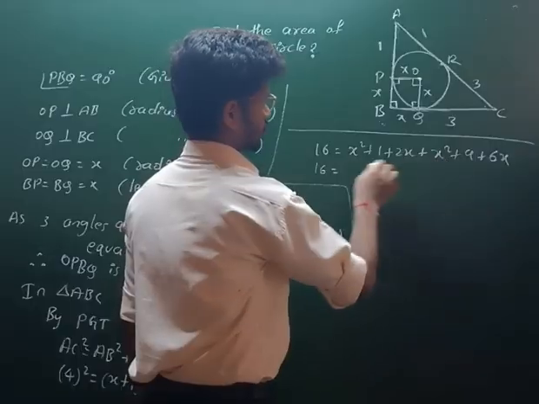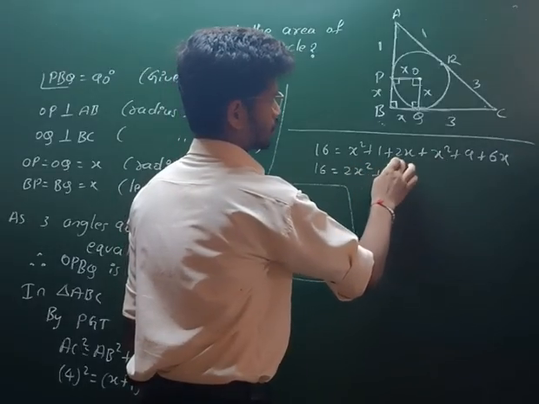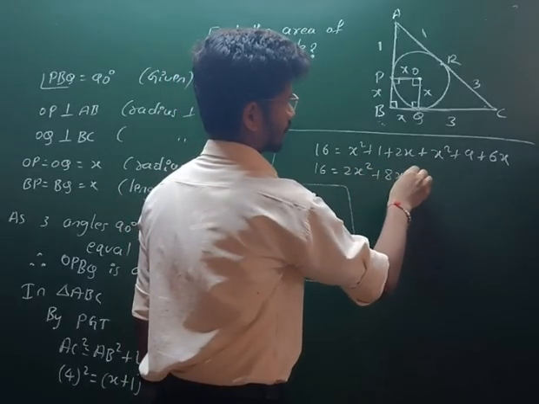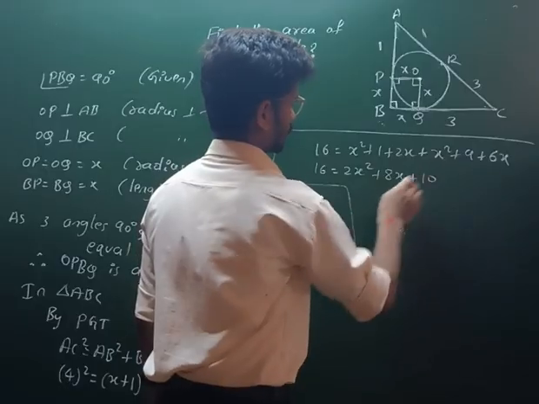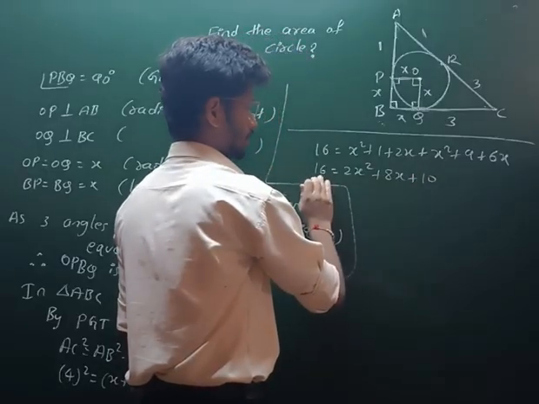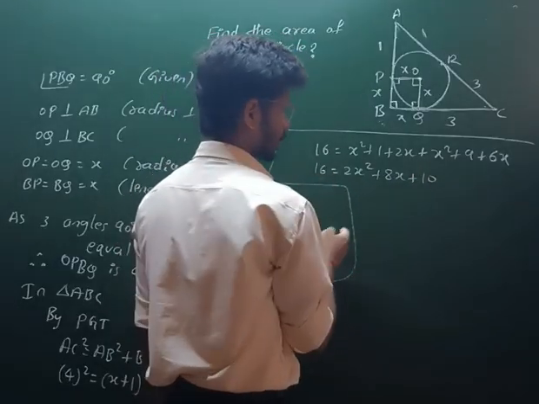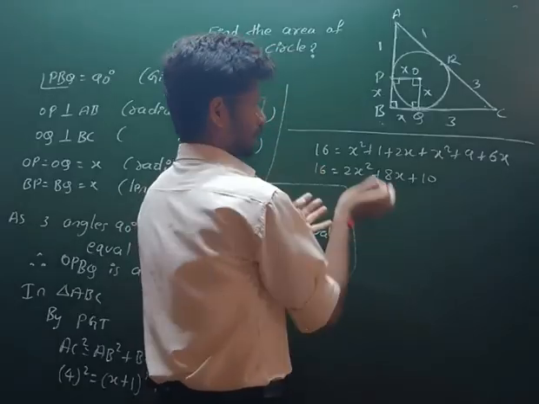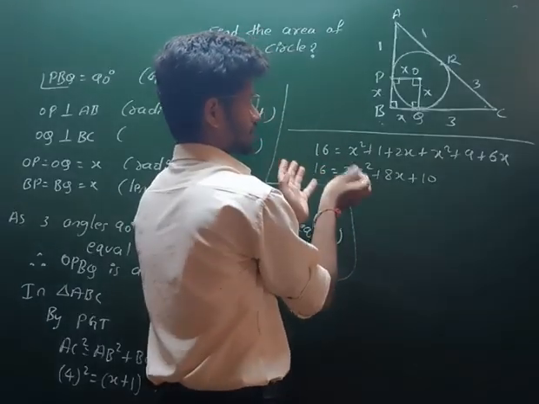So x² + x² is 2x², 2x + 6x is 8x, and 9 + 1 is 10. Now send all of them to one side; the other will send this 16 over there. We are interchanging the RHS term to LHS and the LHS term to RHS.